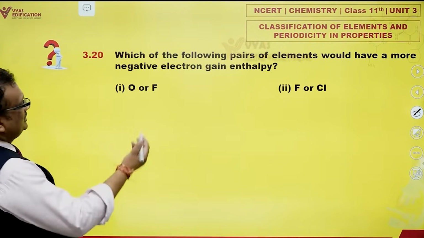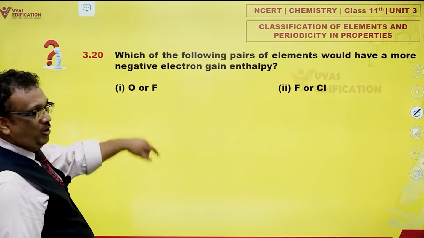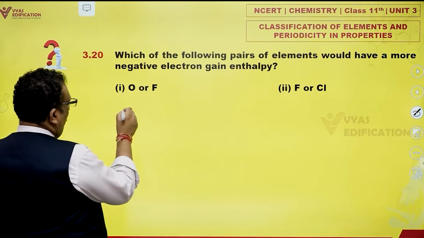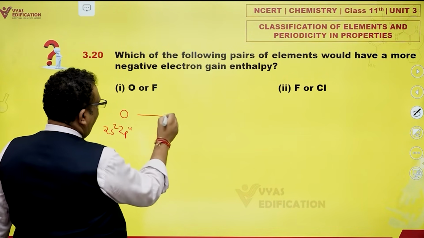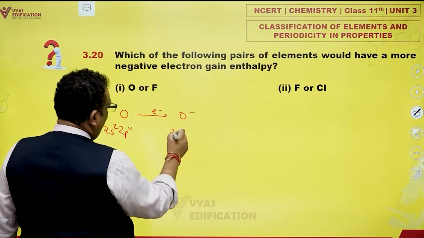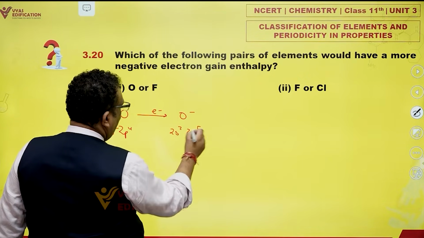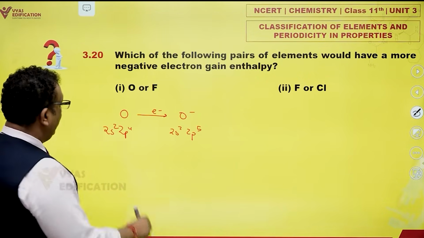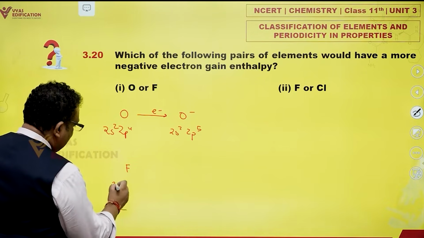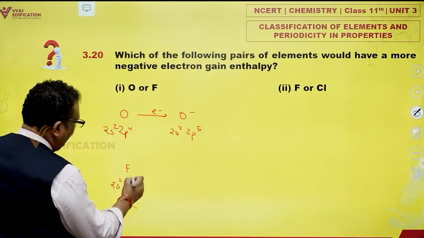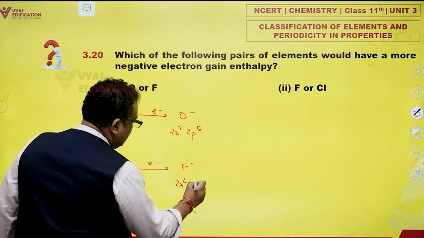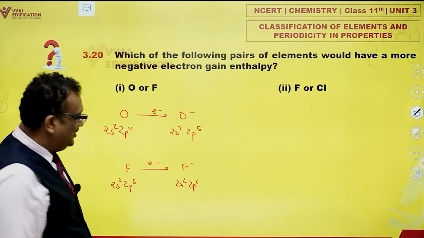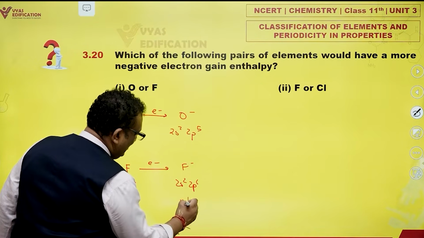Now, if you see O or F, oxygen has electronic configuration 2s2, 2p4. With an electron, it will give you 2s2, 2p5, which is beautiful, no doubt. But if you consider fluorine, which is 2s2, 2p5, it accepts one electron, giving you 2s2, 2p6. Wow, this is a noble gas configuration.